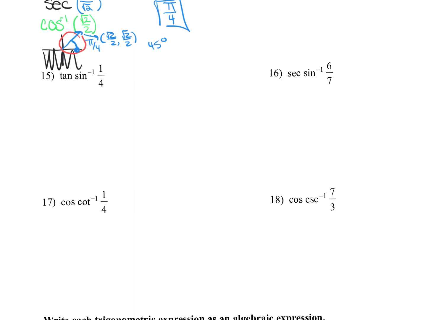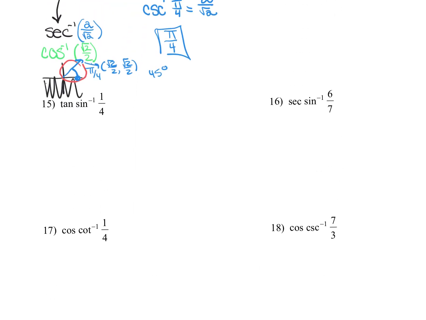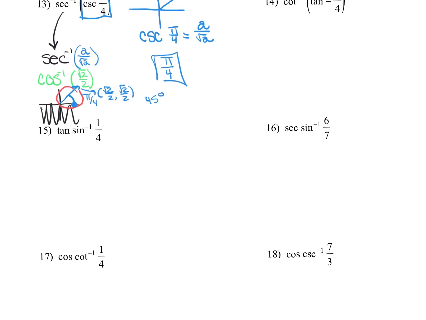Okay, so now let's try 15 and 17. These ones are a little bit different because we're going to start on the inside again. But on the inside there, I don't have something that I know off the unit circle. I don't have a 1/4 that I wrote on my circle. So what we're going to do is what arc really means. The arcsine of 1/4, the arc, means make the angle exist.